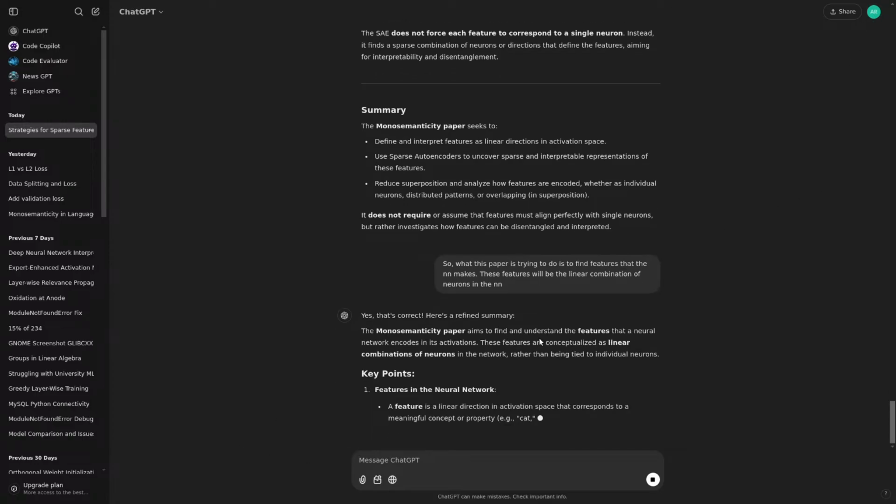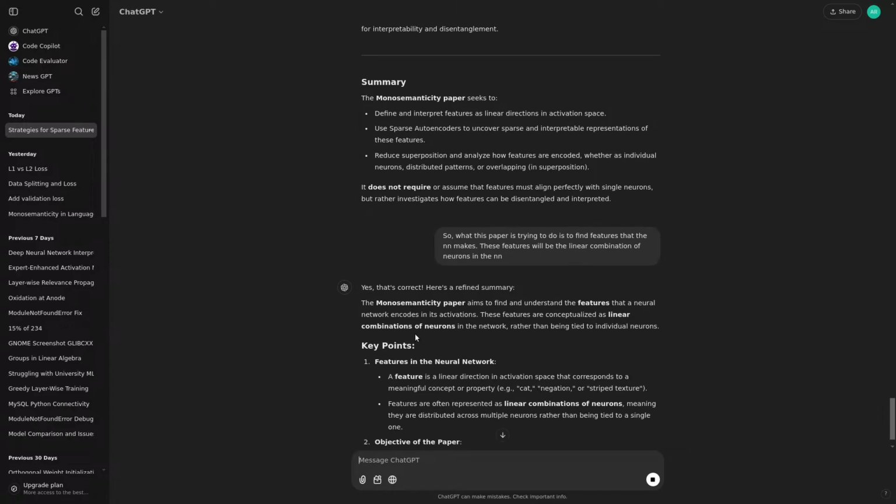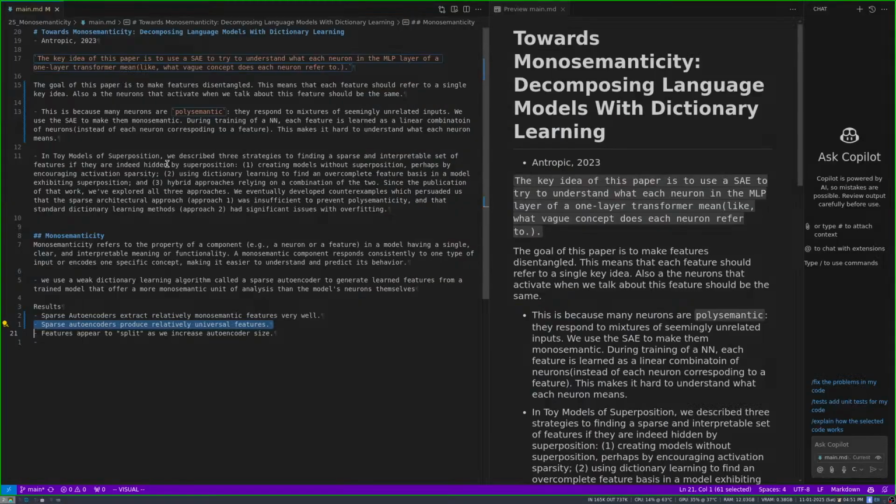It aims to find and understand features that a neural network encodes in the activations. These features are conceptualized as linear combinations of neurons in the network rather than being tied to individual neurons. Okay, I'm taking this. Thank you. I'll put it somewhere here.